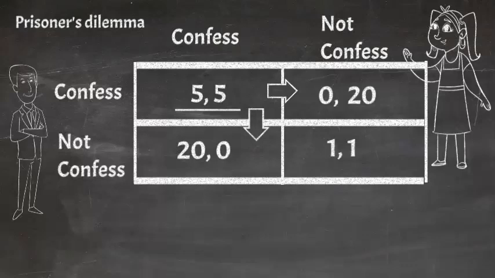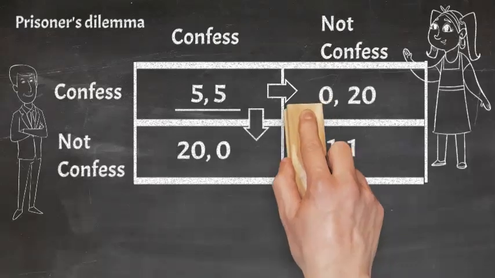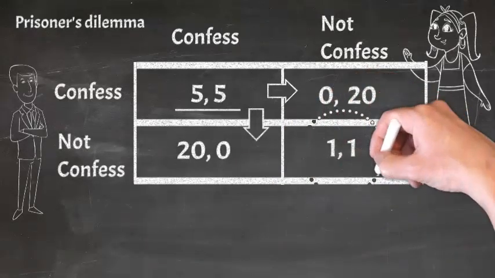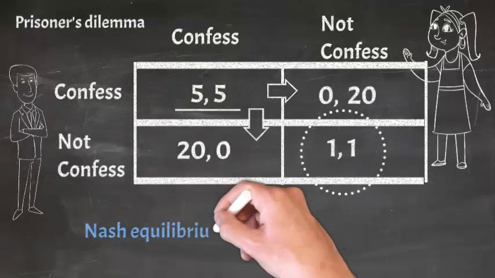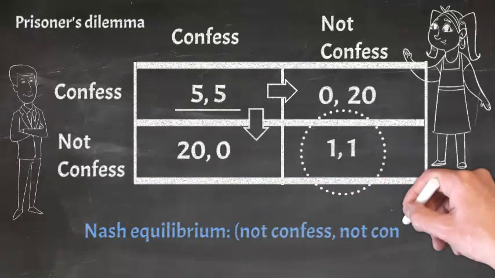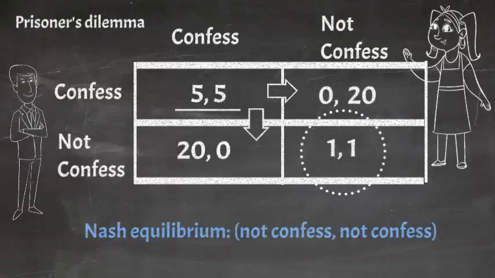Finally, we will see that the Nash equilibrium is not confess for both of them, because by choosing this, no one has an incentive to deviate. If they deviate from not confess to confess, their reward will decrease from 1 to 0. This paradox illustrates that individual rationality can lead to collective irrationality, or worse outcomes for all.